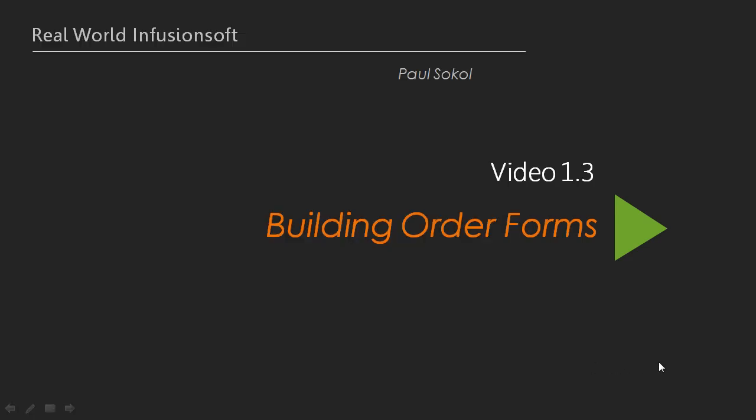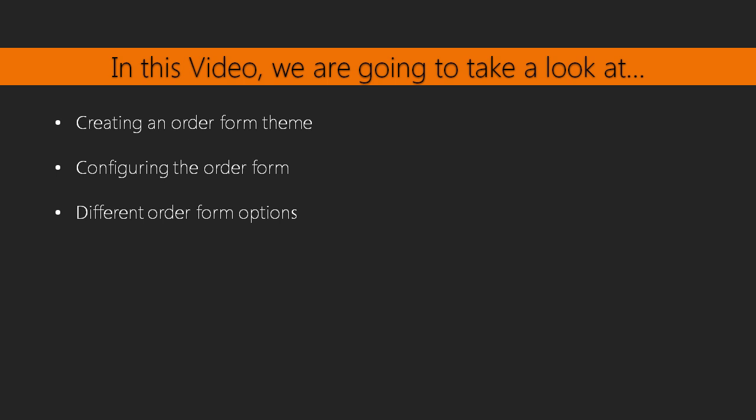In this video, we're going to look at building order forms. An order form is a special type of web form that collects credit card information securely and, in most cases, processes a payment. This video has two parts. First, we're going to create a theme for our order form, and the theme is the visual skin of the order form. Next, we're going to create an order form using that theme. At the end, we're going to look at some different order form options that are available to us.